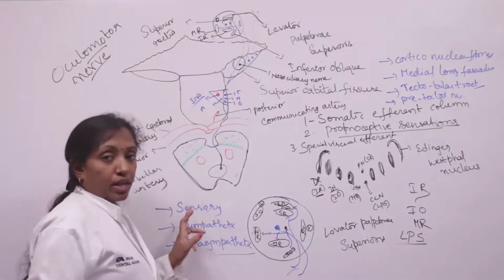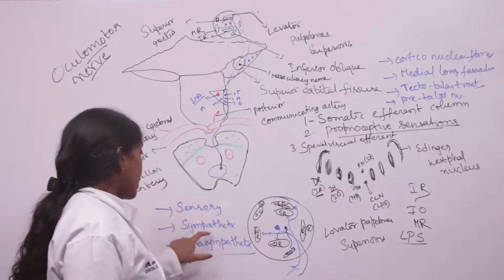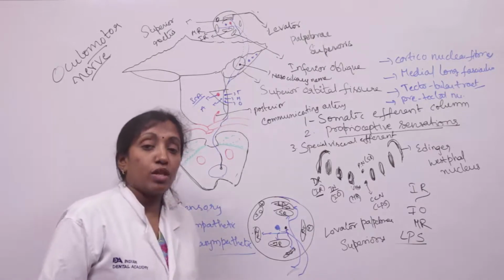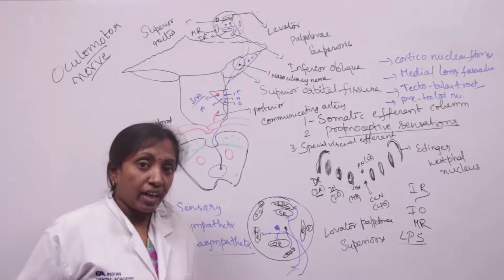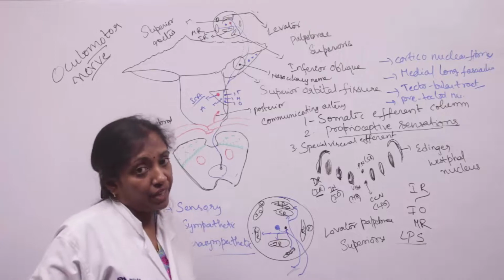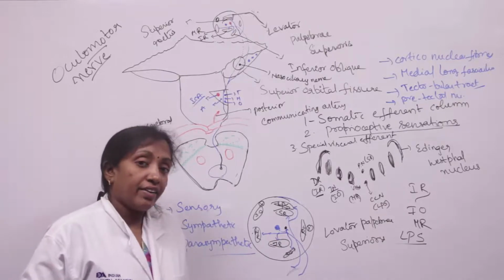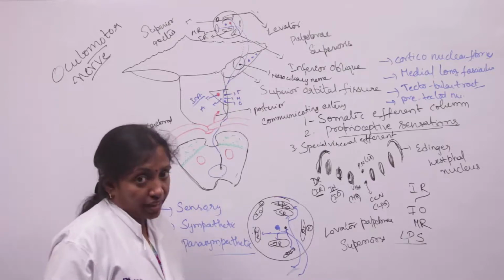Coming to the sensory root, through the nasociliary nerve it conveys sensory fibers. The next one is the sympathetic root. The postganglionic sympathetic fibers reach the ganglion through the plexus around the internal carotid artery.